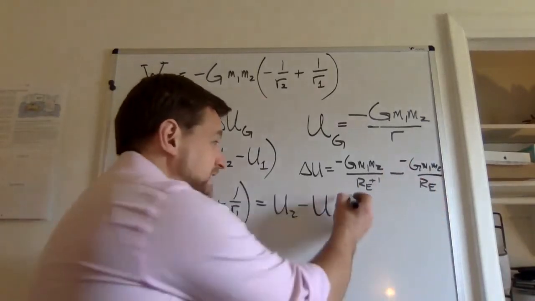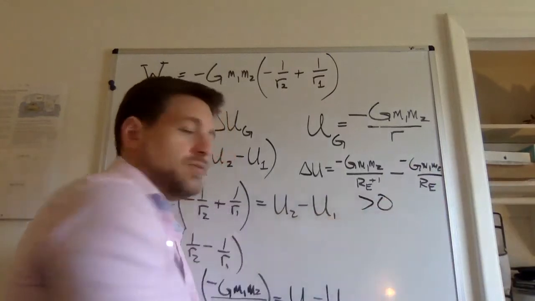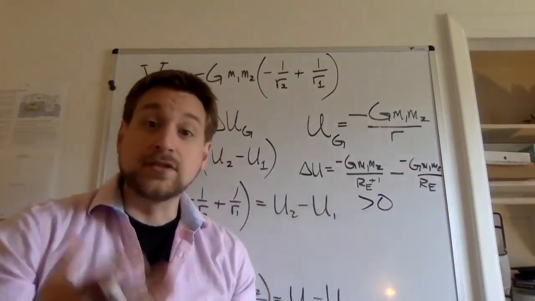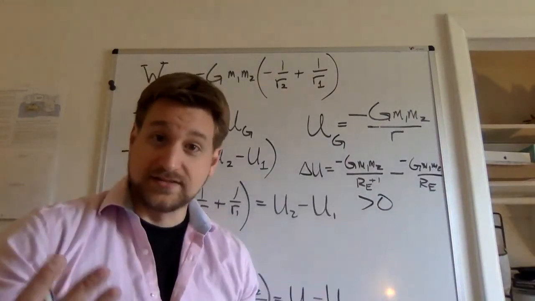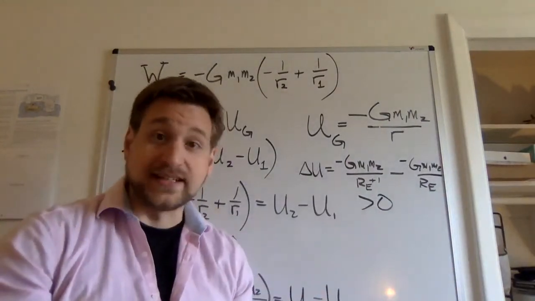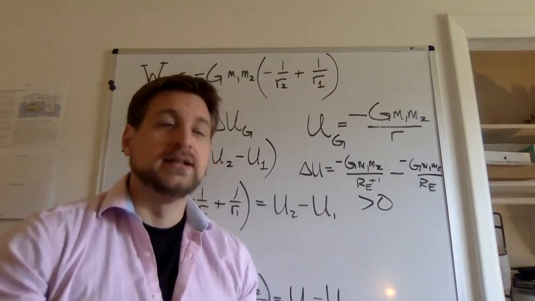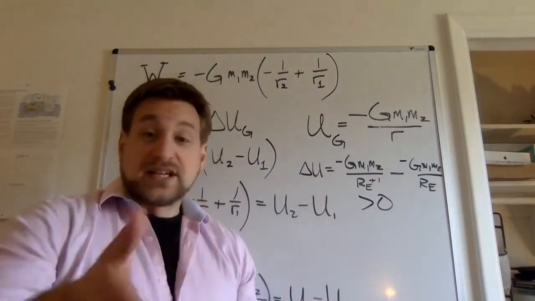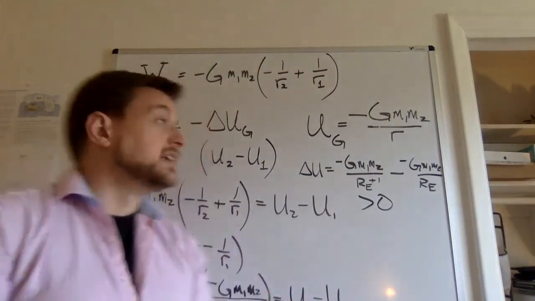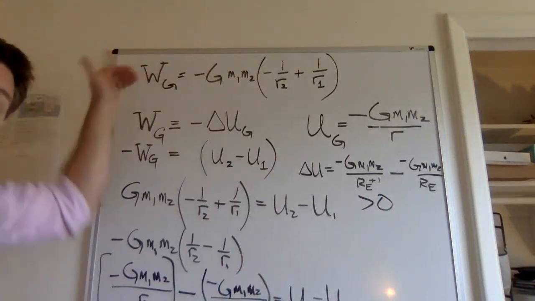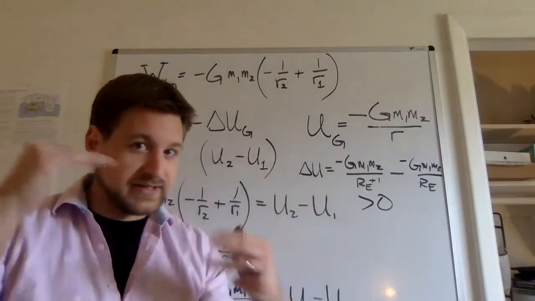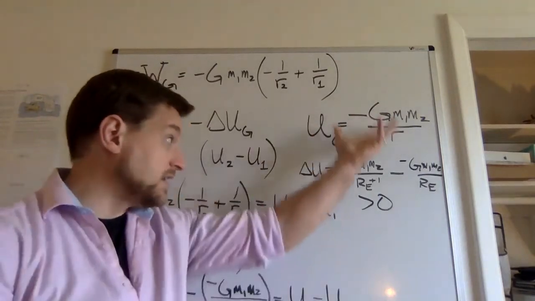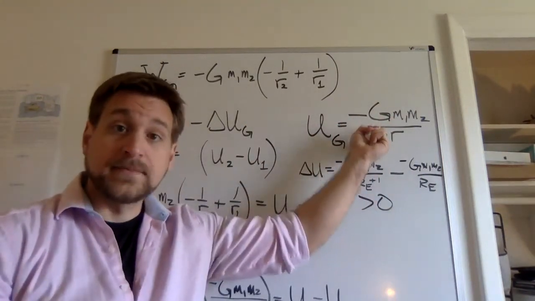So the delta U is still going to be greater than 0, which is great, even though both individual potential energies are still negative. The delta is positive, like we need. It's because we're defining potential energy in terms of an integral. All we care about is the net change overall, not what the actual value is. So we end up saying this, and that's fine.